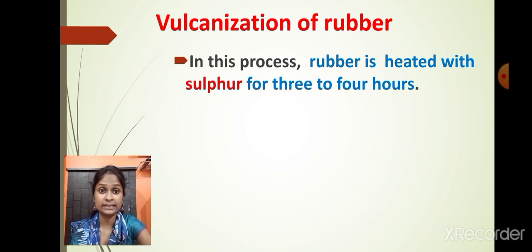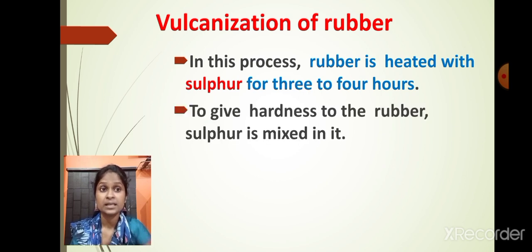Now let's see what exactly the vulcanization of rubber means. What happens in vulcanization? In this process, the rubber is heated with sulfur for 3 to 4 hours continuously. So what is step number 1? Step number 1 is that rubber is heated with sulfur for 3 to 4 hours. This is the first step. What is the second step? The second step is that to give hardness to the rubber, we are adding the sulfur. So why are we adding the sulfur to the rubber?